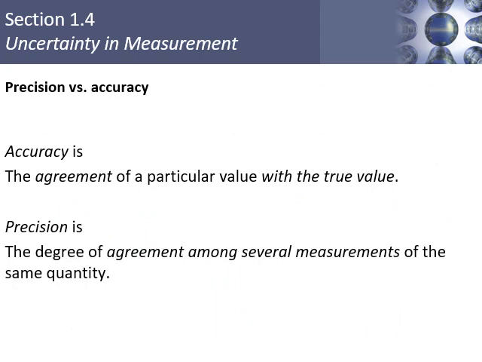Next slide. All right, so now let's talk about the difference between precision and accuracy. So they're not the same thing. People probably use them interchangeably, but they shouldn't, and certainly in this class, you won't want to. So when you have something that's precise, that doesn't mean it's accurate. And if it's accurate, it doesn't mean it's precise. So what's the difference? Well, accurate means it's where it's supposed to be.